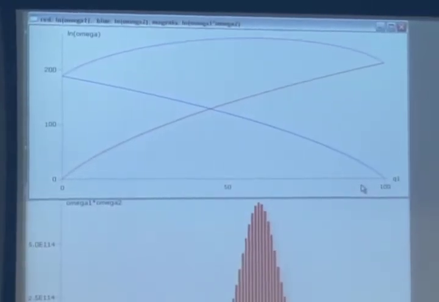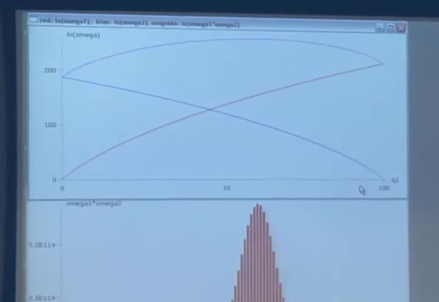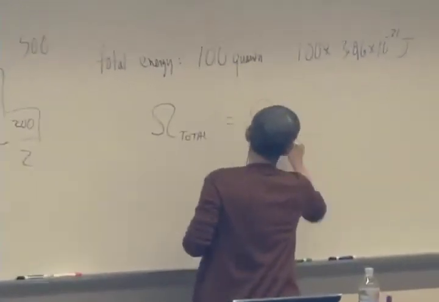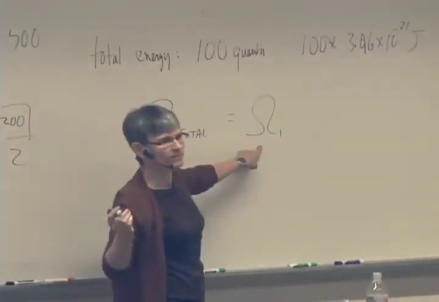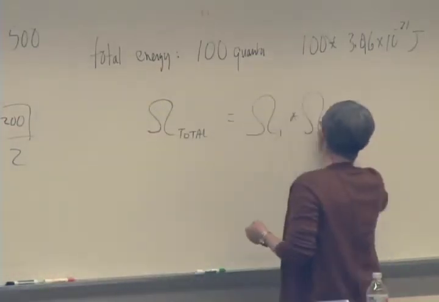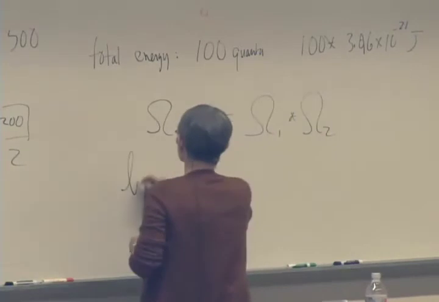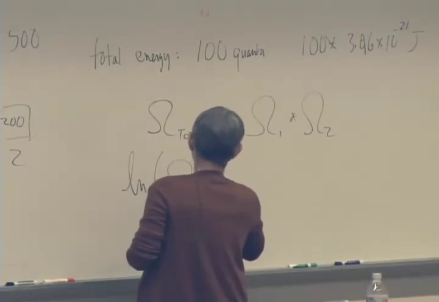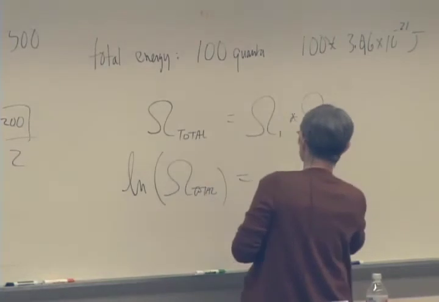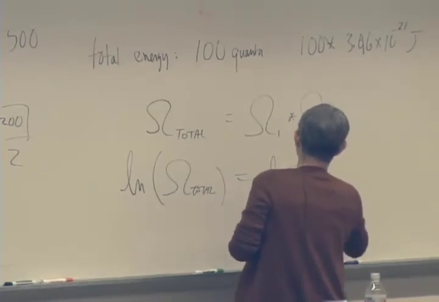Okay. So omega total was the number of ways of arranging Q1 quanta in block 1 times Q2 quanta in block 2. So the log of the total number of ways is the sum of the logs.